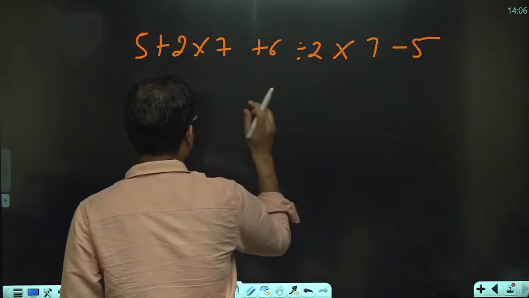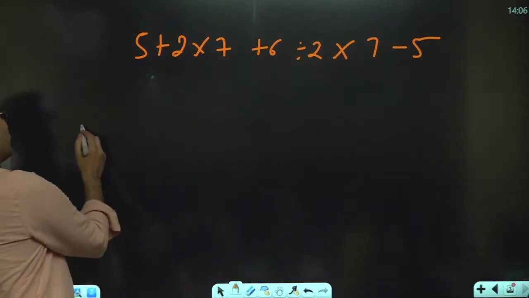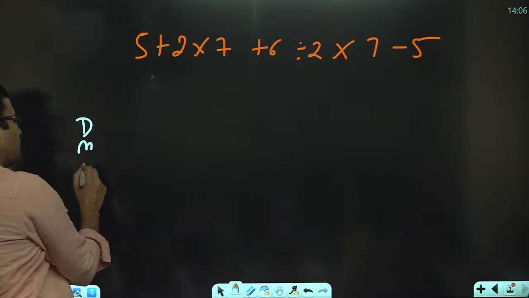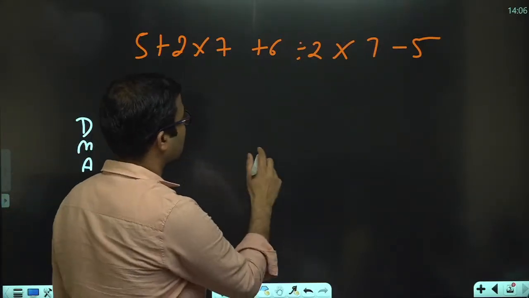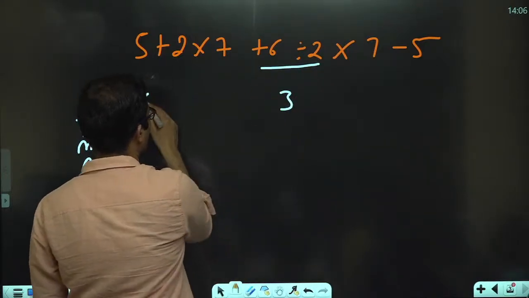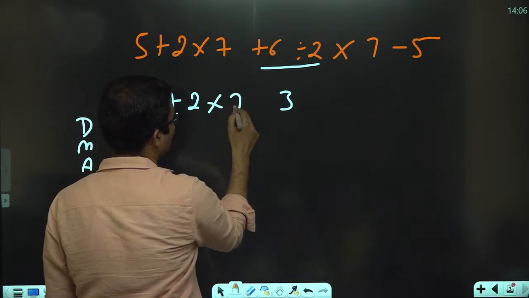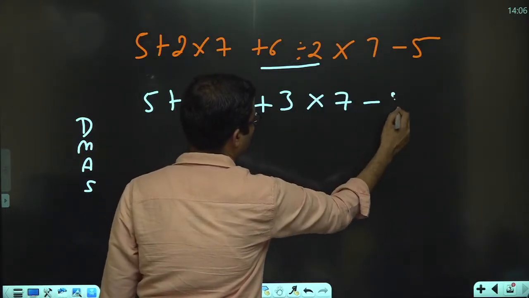Like here, in this case, there is no bracket, there is no power. So here it is DMAS: division, multiplication, addition, subtraction. We will go step by step. There is one division, so 6 divided by 2. So we get 3 here. So 5 plus 2 multiplied by 7 plus 3 multiplied with 7 minus 5.